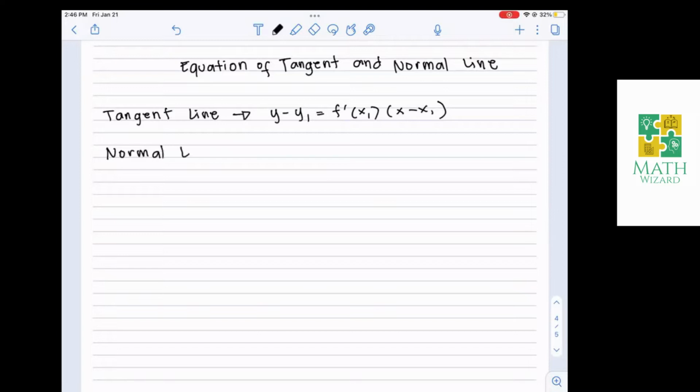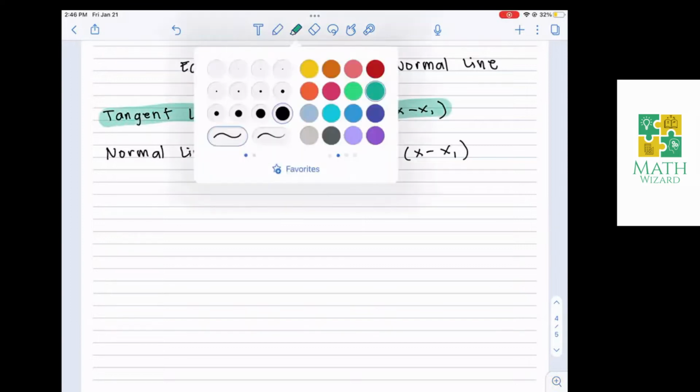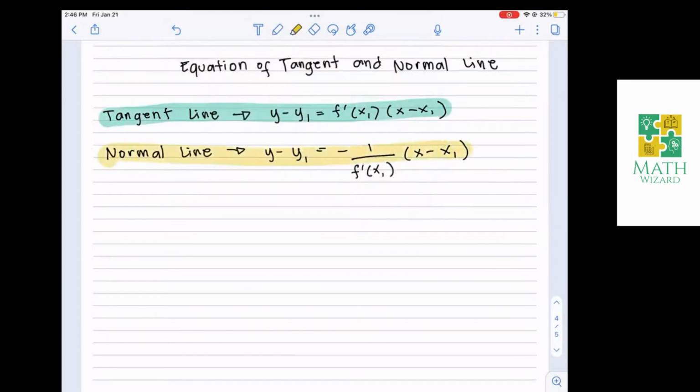For the normal line naman, ang formula niya is y minus y of 1 is equal to negative 1 over the derivative ng f of x, and ipa-plug in natin si x of 1 times x minus x of 1. So ito yung magiging formula natin sa tangent line. And ito naman ang formula natin sa normal line. Okay, so let's have our first example.